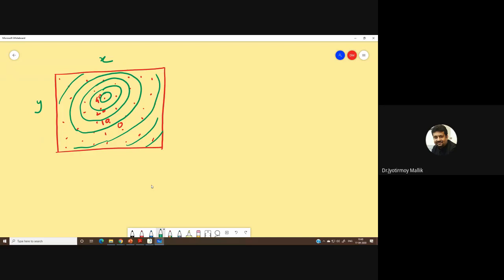What I have done here is plot X, Y, and then in a normal contour map, what we plot is Z, which is the elevation. But here instead of Z, I am plotting delta Z, and my delta Z is contoured like this. I can see that this is the area where I have a positive anomaly.